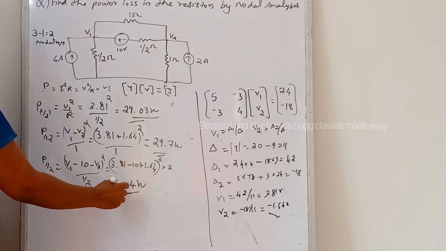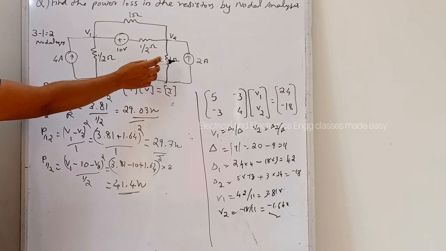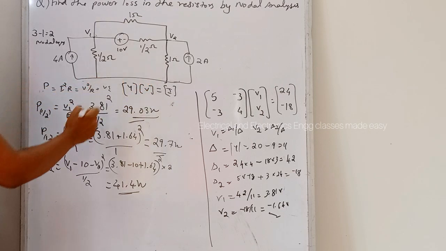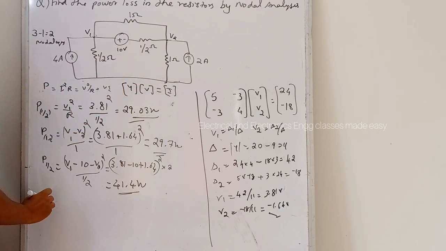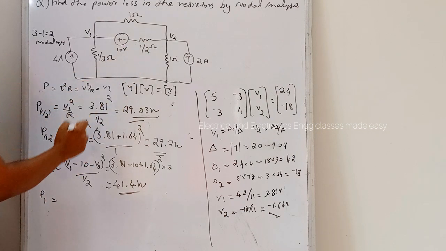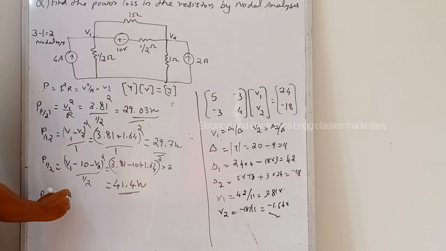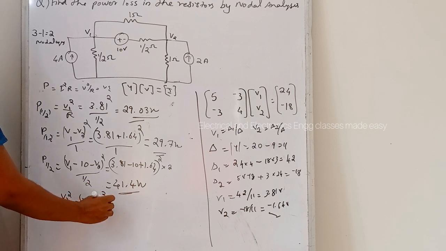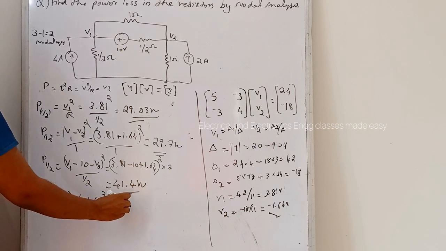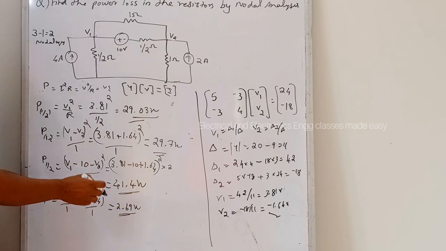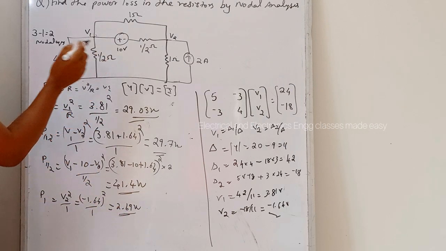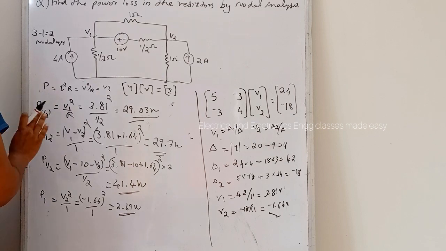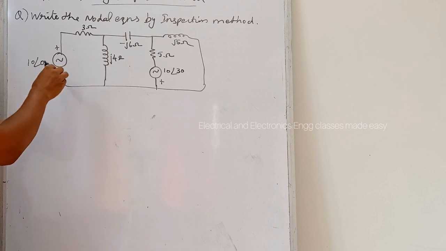So we can write it is equal to 41.4 watts. Then power loss in this resistor, that is 1 ohm, P1 ohm, is equal to V2 squared divided by 1, that is V2 is minus 1.64 whole squared divided by 1, that is equal to 2.69 watts. So these are the power losses in each resistor. So this is nodal analysis. Let us do another problem.